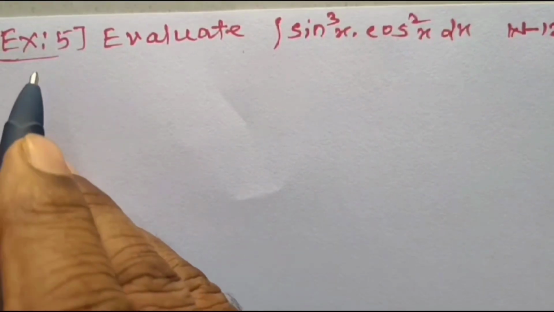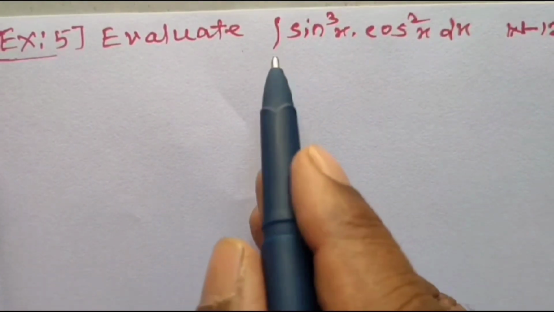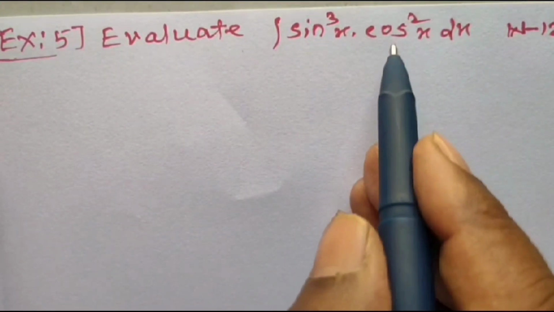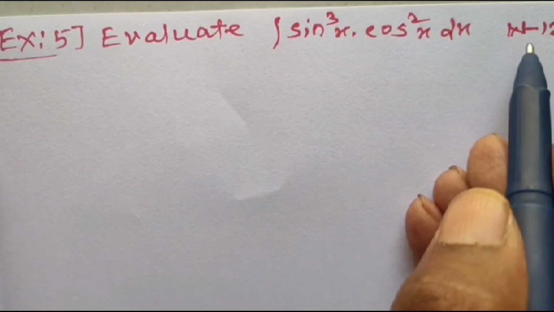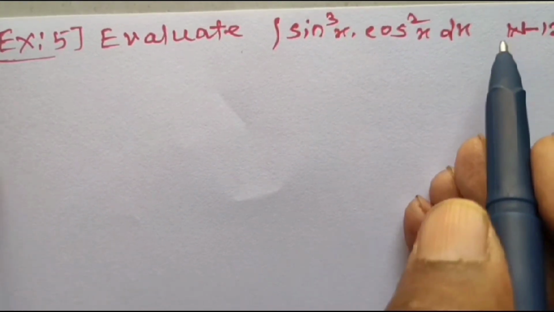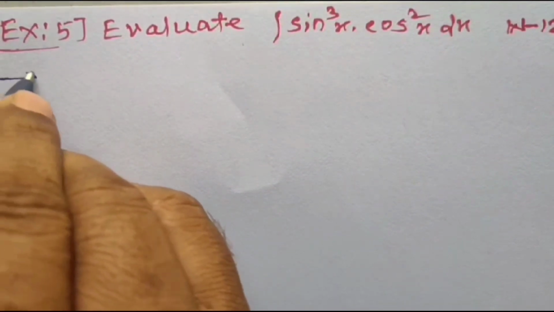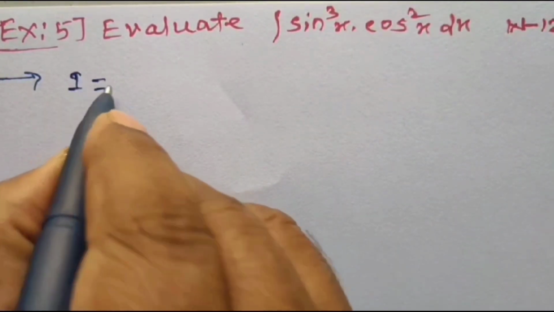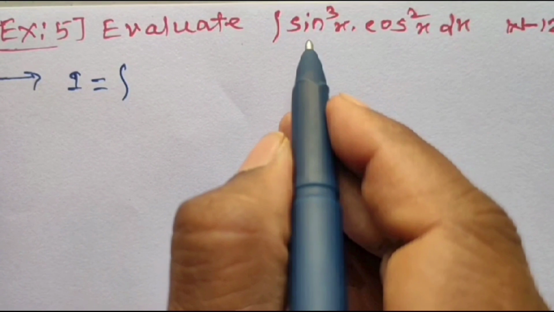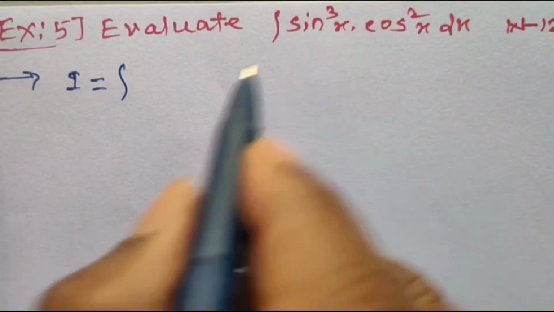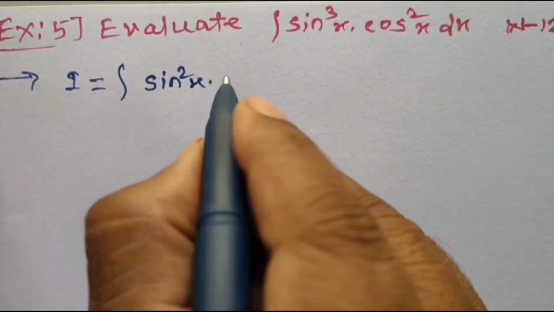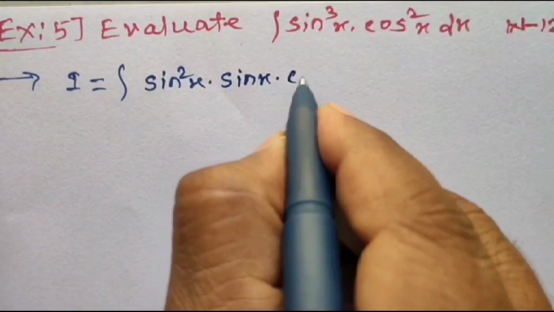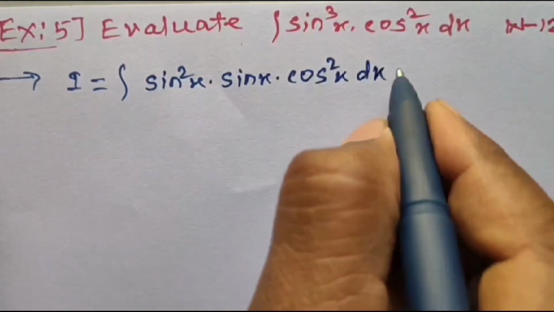Let us solve sum number 5. Evaluate the integral of sin cube x into cos square x with respect to x. This sum appeared in winter 2012. So first of all, the given integral can be written as I is equal to, split this sin cube x as sin square x into sin x. So we can write sin square x into sin x into cos square x, integral with respect to x.